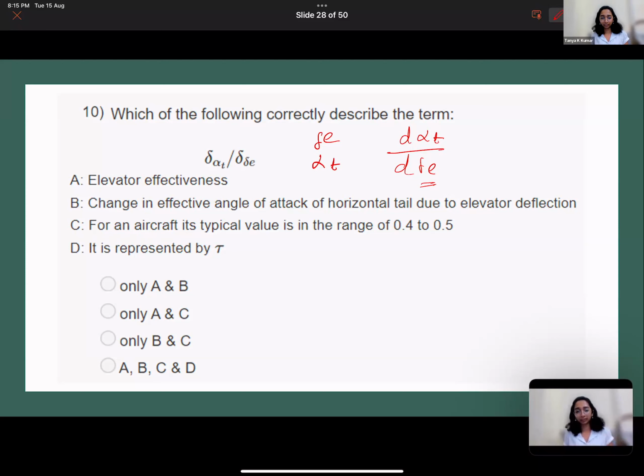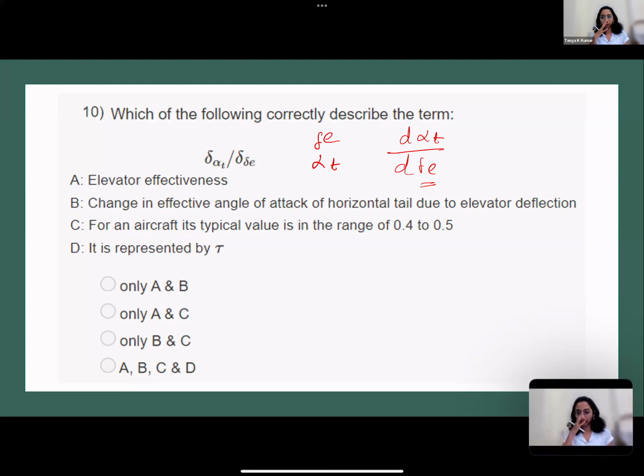What is the answer to this question? If you have not answered it, at least you would have gone over the answer key, right? So tell me, what is the answer to this question? A, B, C, D. Okay. So that means all of them are true, right? They say the value lies in the range of 0.4 to 0.5, which sir has explained in the videos. You should and must go back to the videos and watch it. But here the statement C is also true. So if I deflect the elevator down, will alpha T be positive or negative? This is your clue.